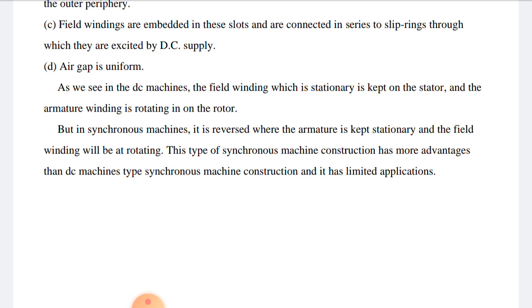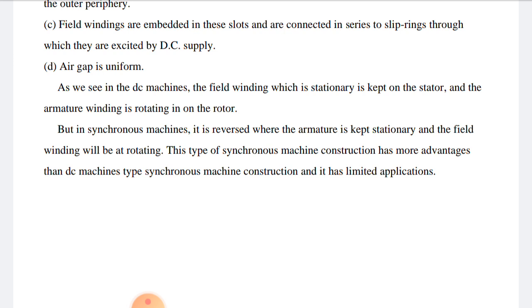It has limited applications. The applications are: it is used as a synchronous condenser in power generation and substations. It is used for improving power factor. It is used in constant speed equipment such as fans, electrical pumps, motors, generators, etc. And it runs at synchronous speed only.